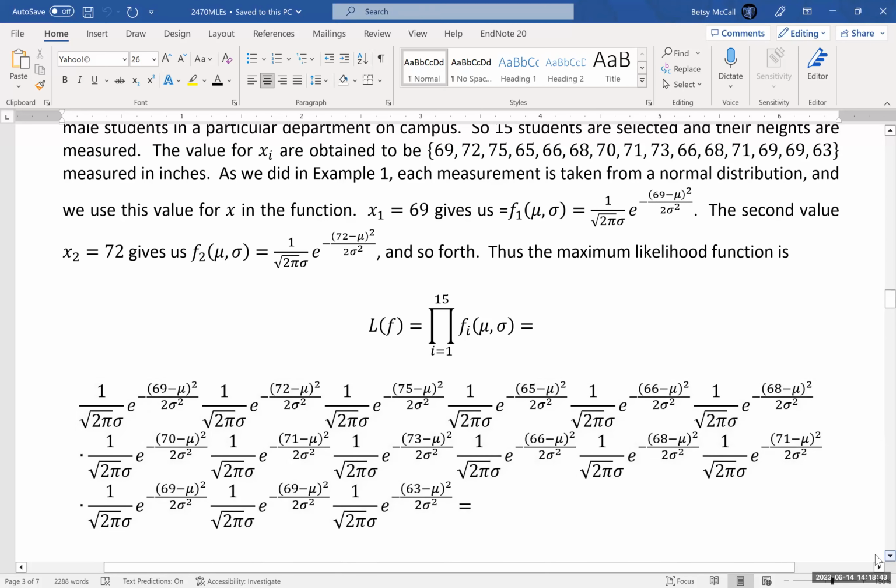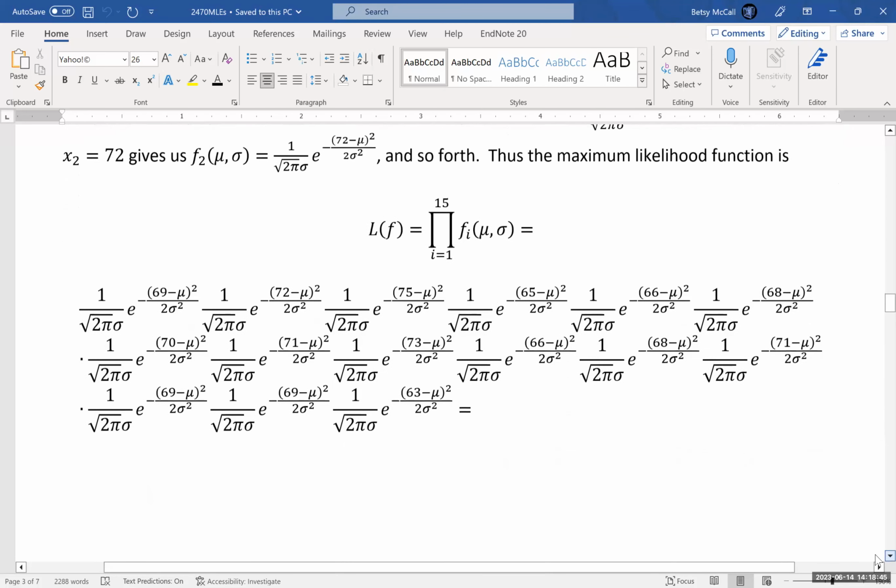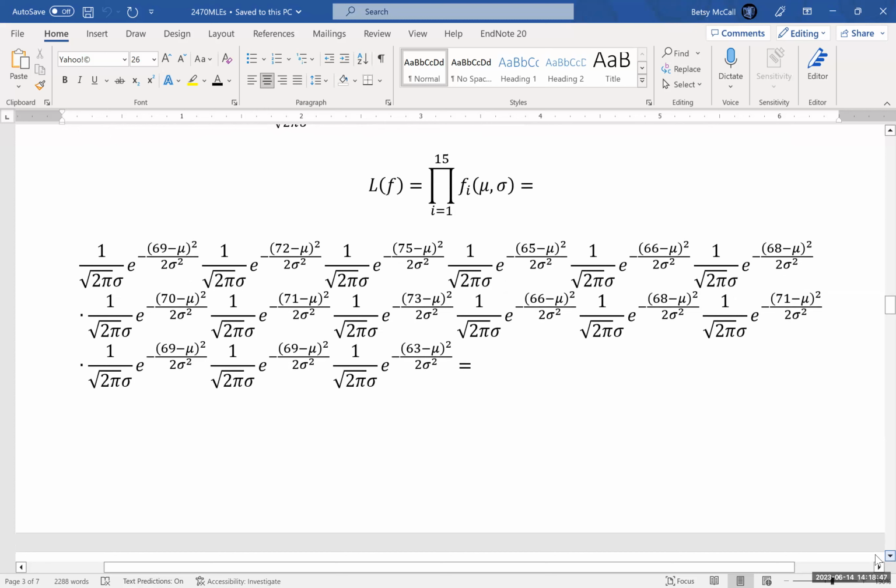This nearly killed my Word. And by nearly, I mean it actually did several times. It had to be reinstalled. It was terrible. Word is very unstable when you have equations that are this long. I probably should have used a smaller sample size for this example. But this is what we get.